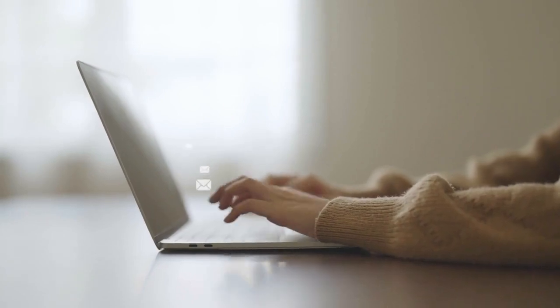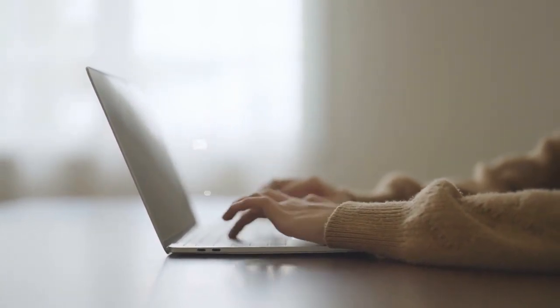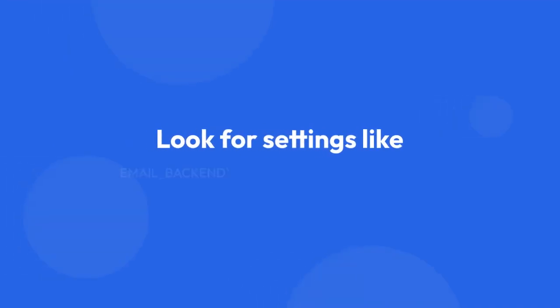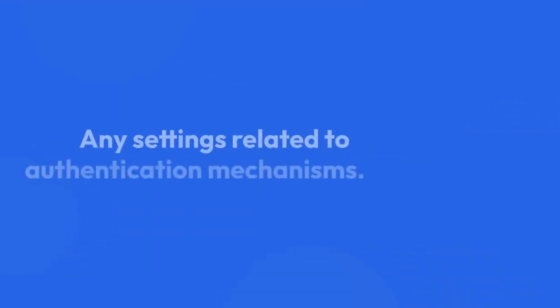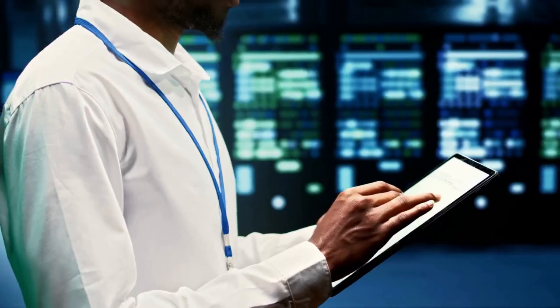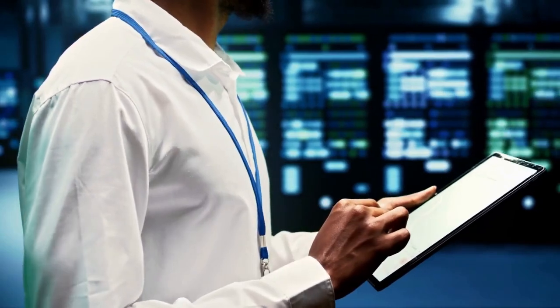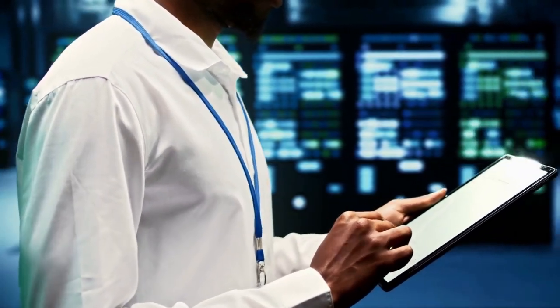3. Checking Django's email configuration. Your `settings.py` file in Django contains the email backend configuration. Look for settings like email_backend, email_host, email_port, email_host_user, email_host_password, and importantly, any settings related to authentication mechanisms. Ensure the email_host_user and email_host_password are correct for your email account.